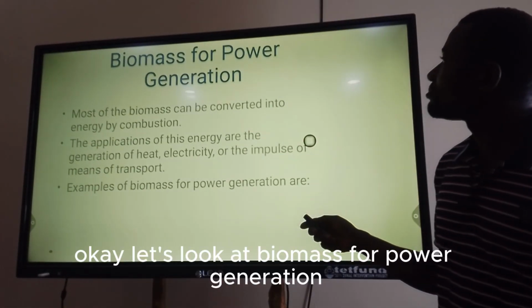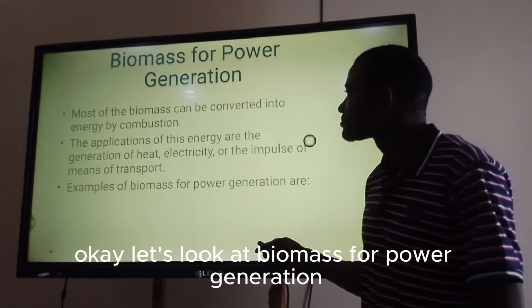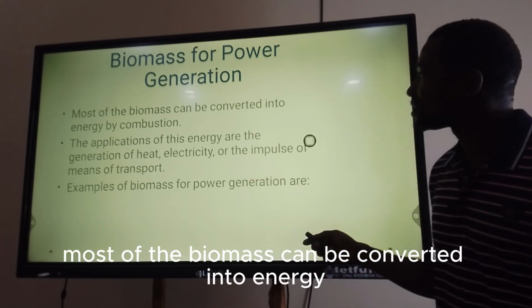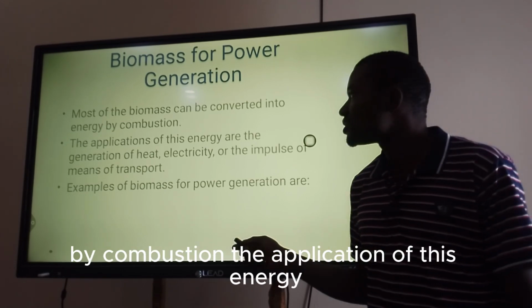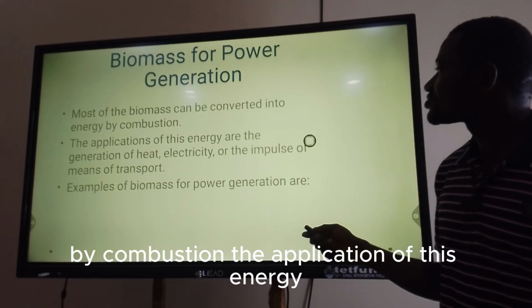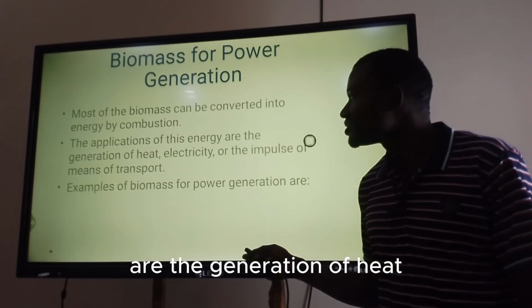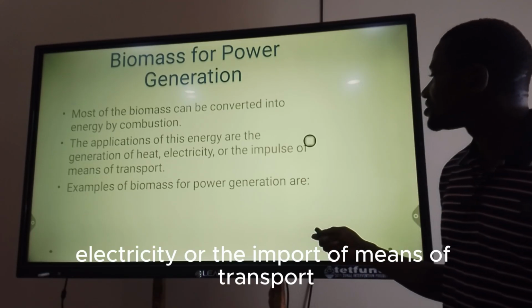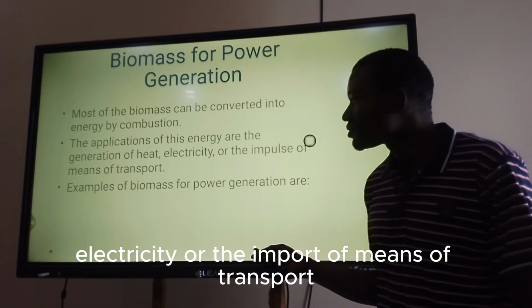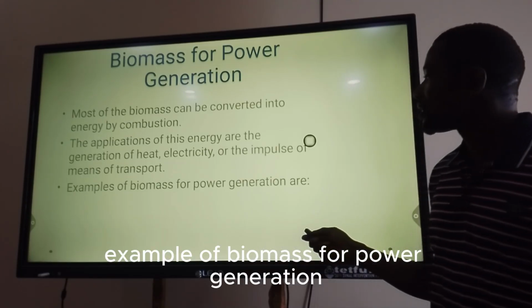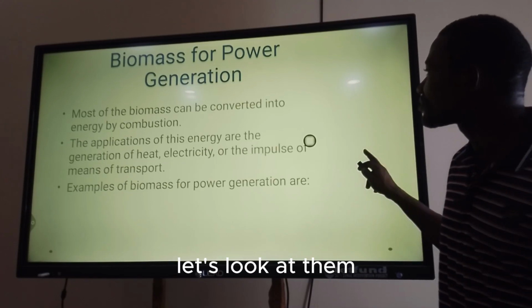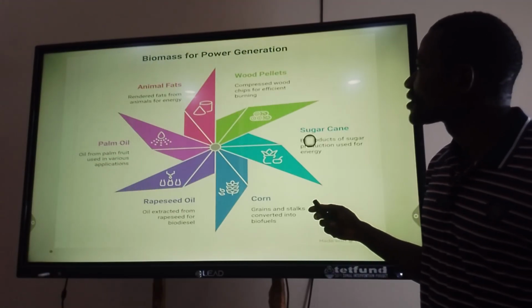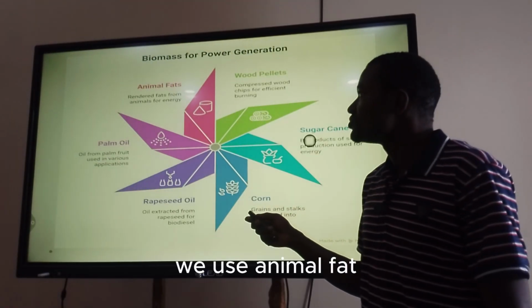Okay, let's look at biomass for power generation. Most of the biomass can be converted into energy by combustion. The applications of this energy are the generation of heat, electricity, or the propulsion of means of transport. Examples of biomass for power generation, let's look at them. Okay, animal fat. We use animal fat.